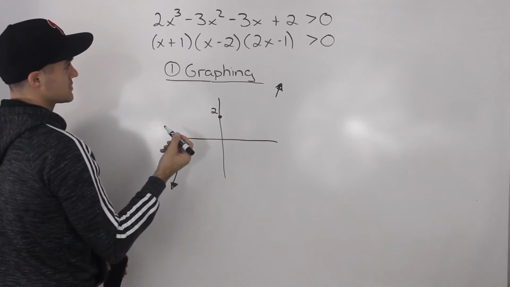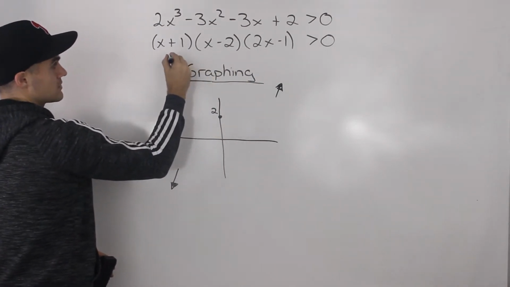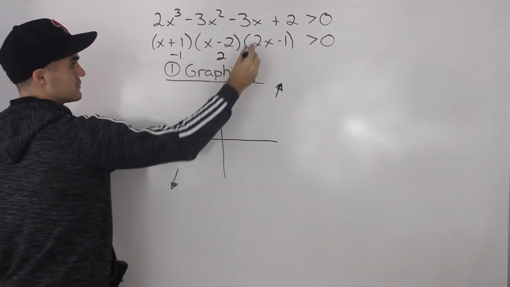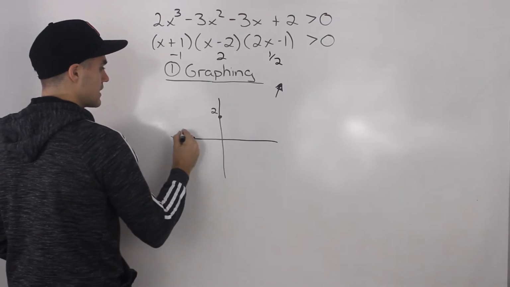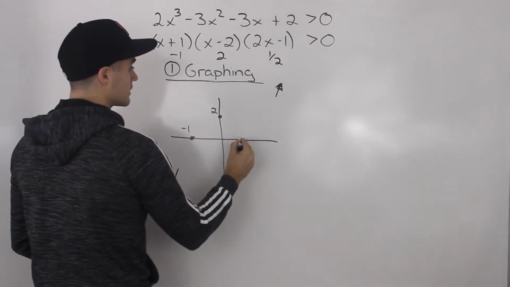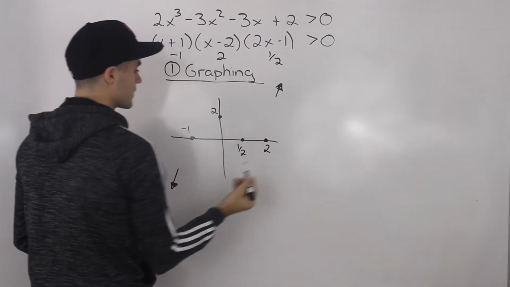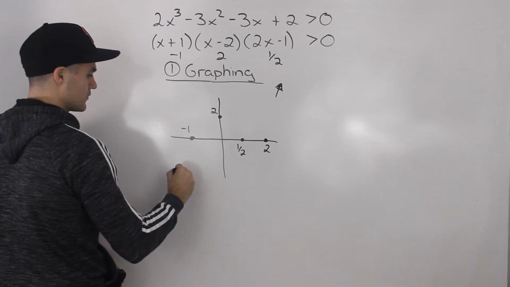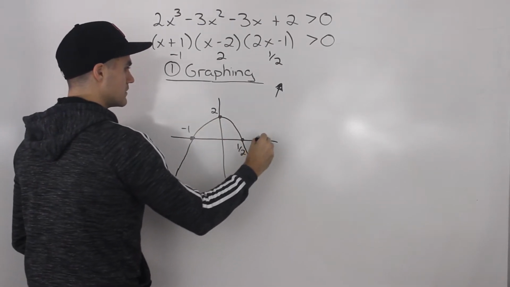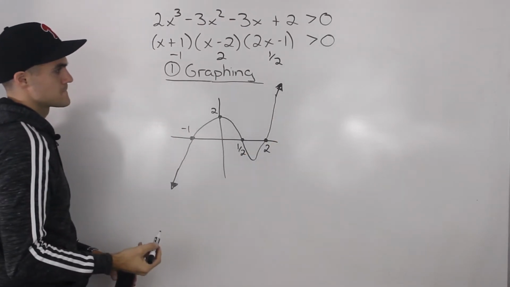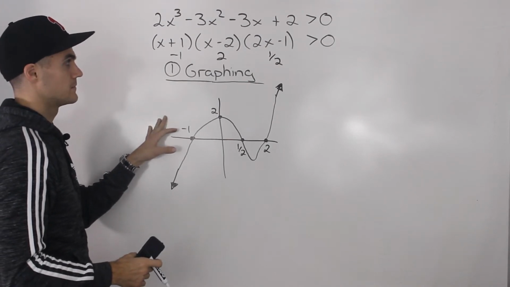And then what are the x-intercepts going to be? Well, we can tell from the factored form. The x-intercept here is going to be -1, this is going to be +2, and this is going to be +1/2. So if we label those, we got -1 here, we got 1/2 over here, and then we got 2 right there. Right, so if we draw this out, it's going to look something like this. So we took this polynomial and we graphed it.